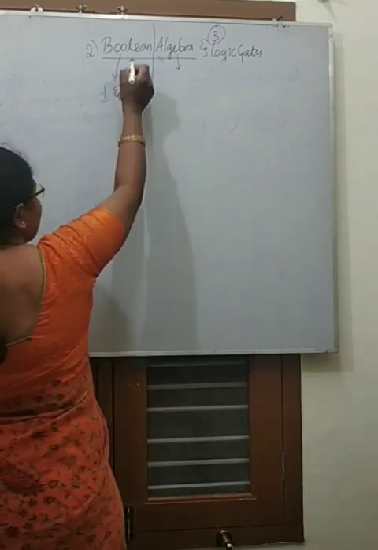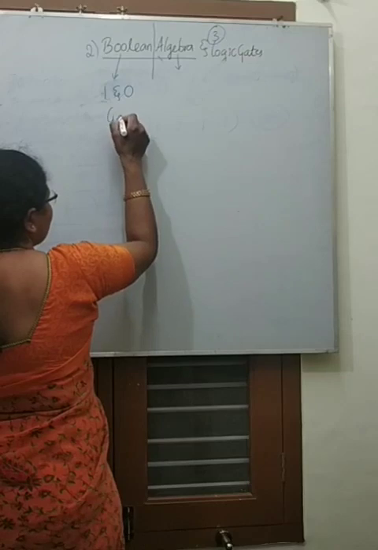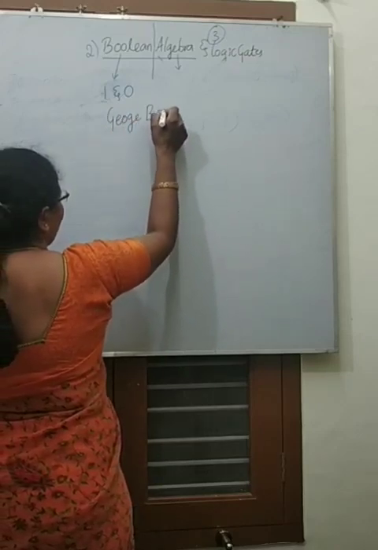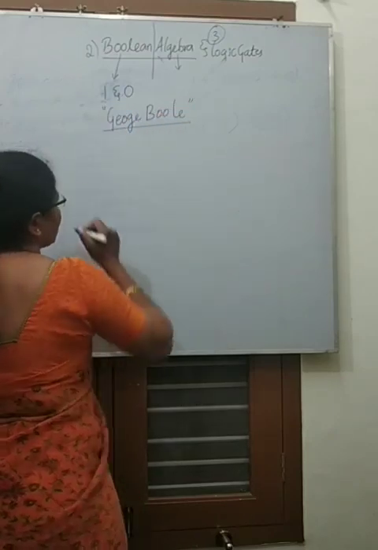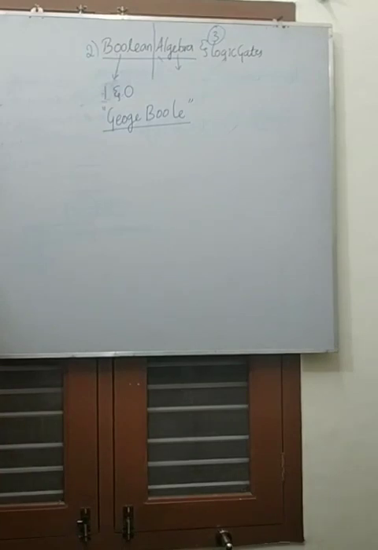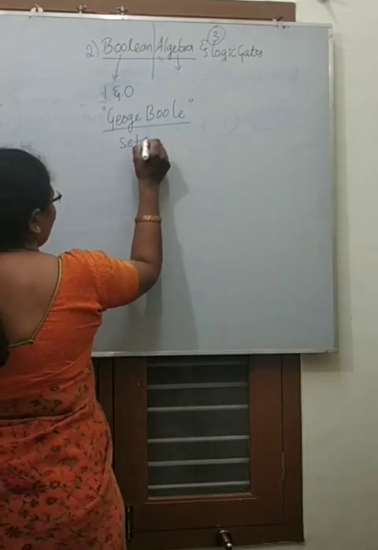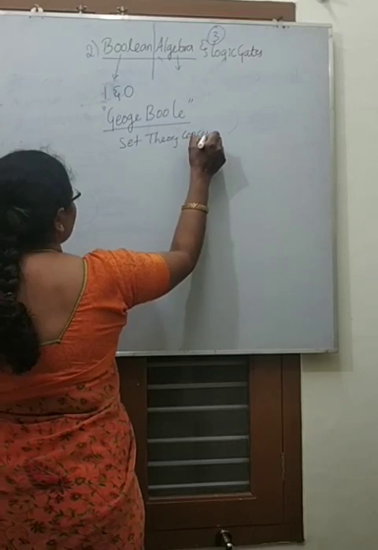The name Boolean algebra is derived from a great mathematician, George Boole. He is a great English mathematician. First, he applied this Boolean algebra in the set theory concept.